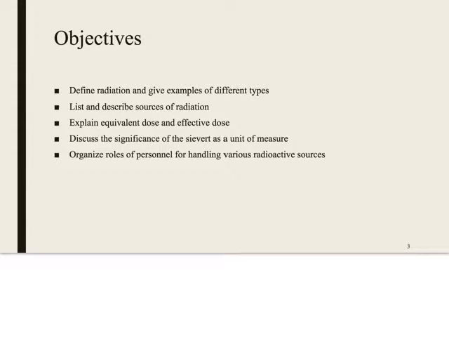So our objectives for today: we're going to define radiation and give examples of the different types, and describe the sources of radiation, so we'll differentiate between types and sources. We'll explain equivalent dose and effective dose, as well as how to calculate those things, and we'll discuss the significance of the sievert as a unit of measure. For the most part, I'm going to lean towards sievert when it comes to things like effective dose. And then we'll organize roles of personnel for handling various radioactive sources. Okay?